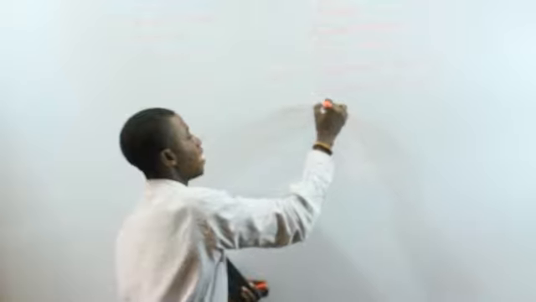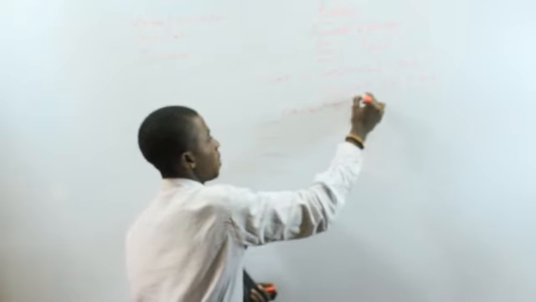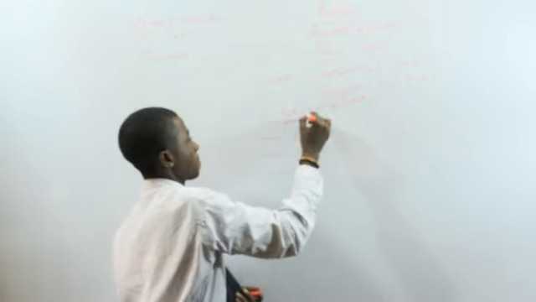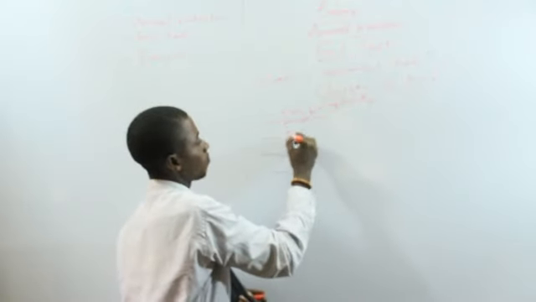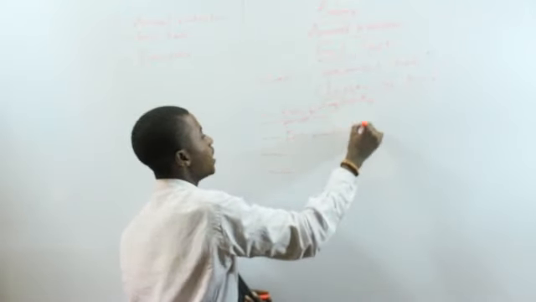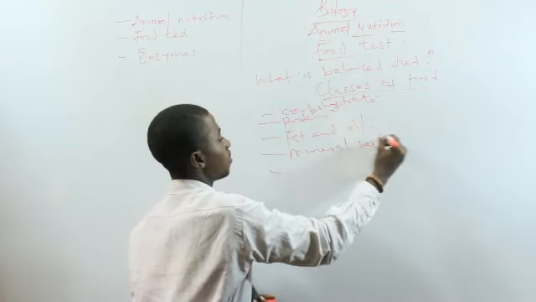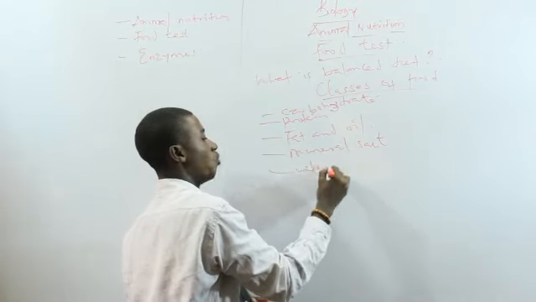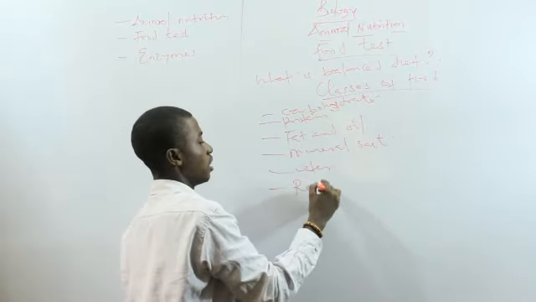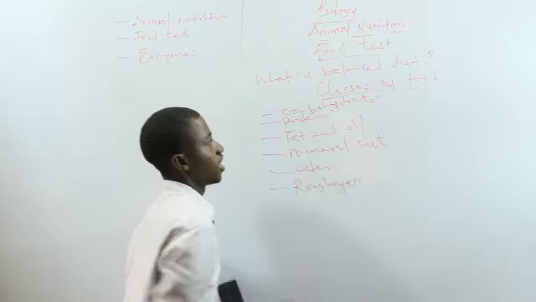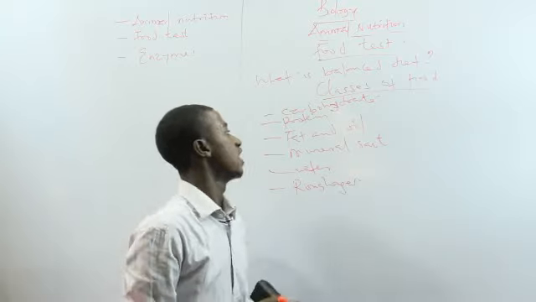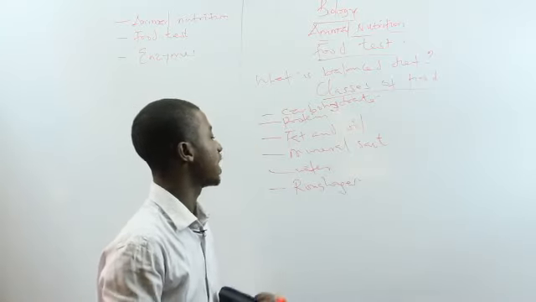Number one, we've got carbohydrate, protein, fat and oil, mineral salts, water, and roughages.